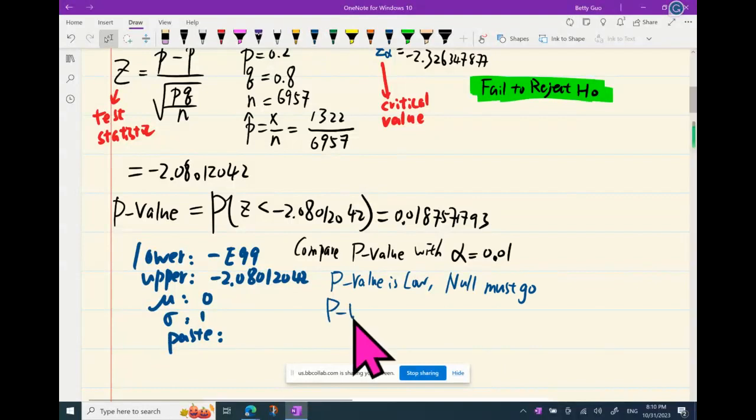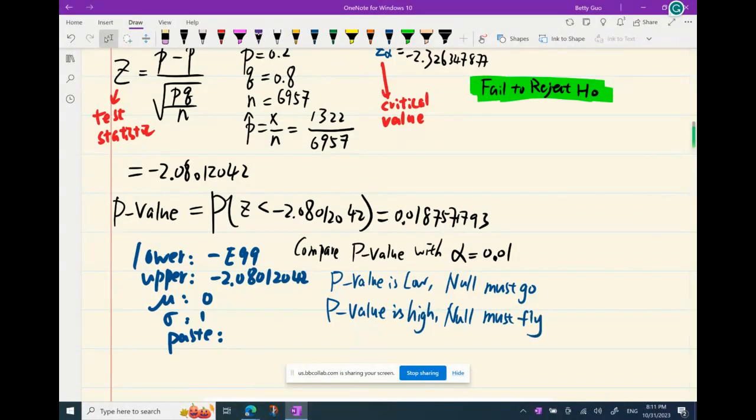If p-value is high, null must fly. Yeah, I guess once you read a few times, probably one time, you would remember these two sentences.